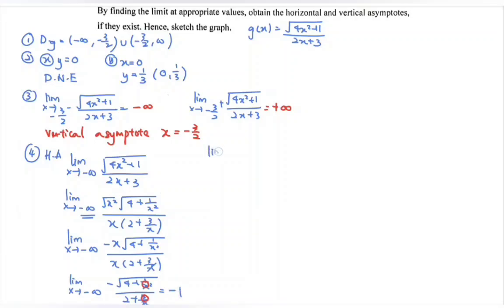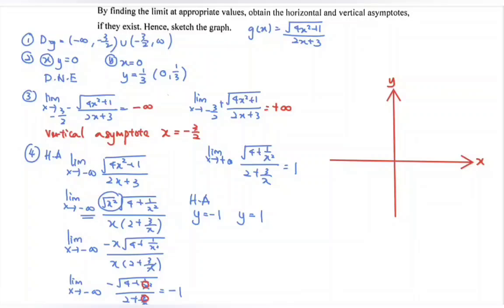Continue. Limit when x approaches positive infinity. For this part, it will be a positive x. So here we have the square root of 4 plus 1 over x squared, over 2 plus 3 over x. So the value of y will be approaching 1. So the horizontal asymptotes are y equals negative 1 and y equals 1. So kindly refer to the graph.